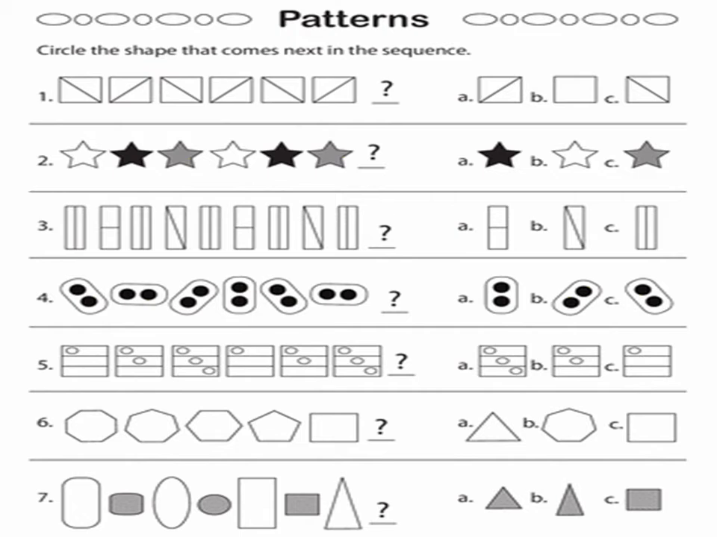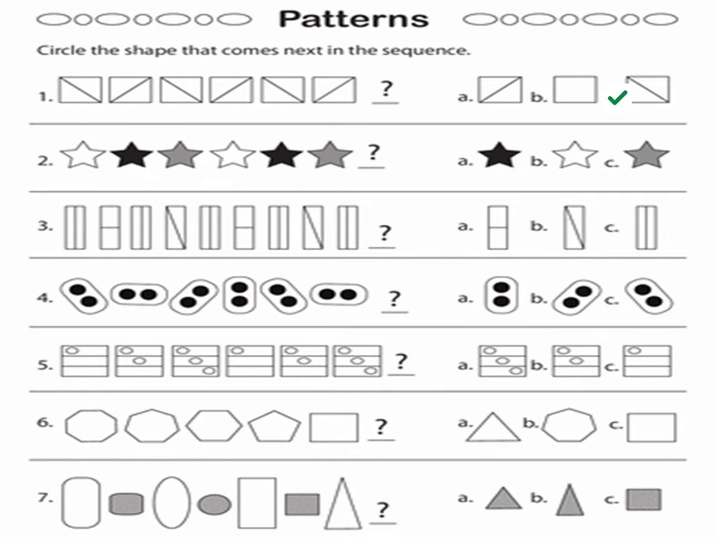So, read the question given. Circle the shape that comes next in the sequence. You have to observe the pattern carefully and fill the blank here. First one, it is a square with one diagonal. First it is drawn from one corner to the other. In the next, it is drawn from the other corner. So, what would be the answer? It is C.